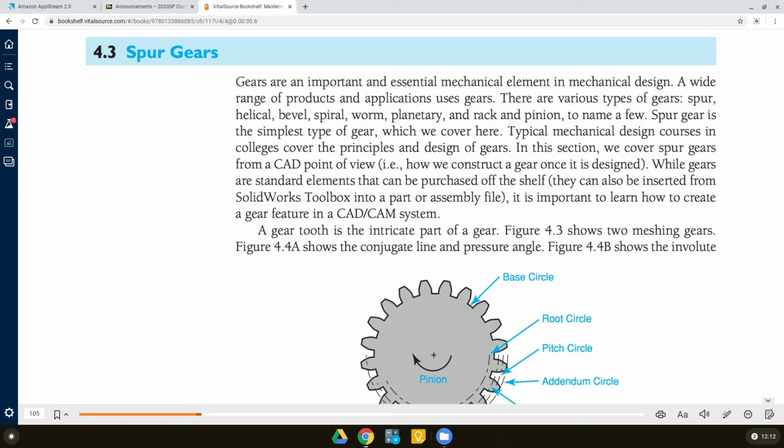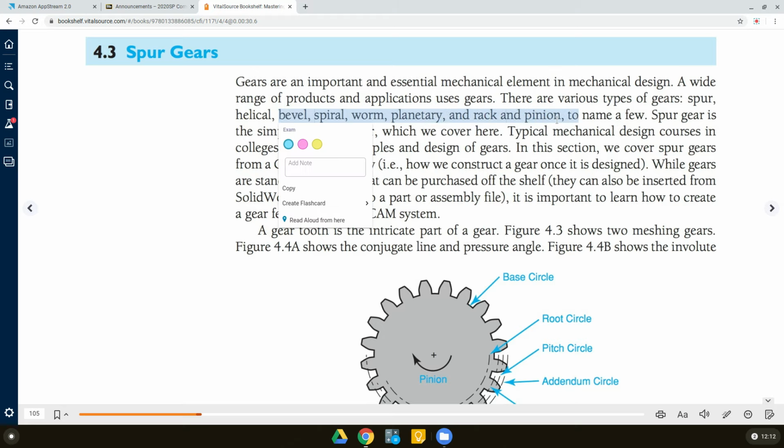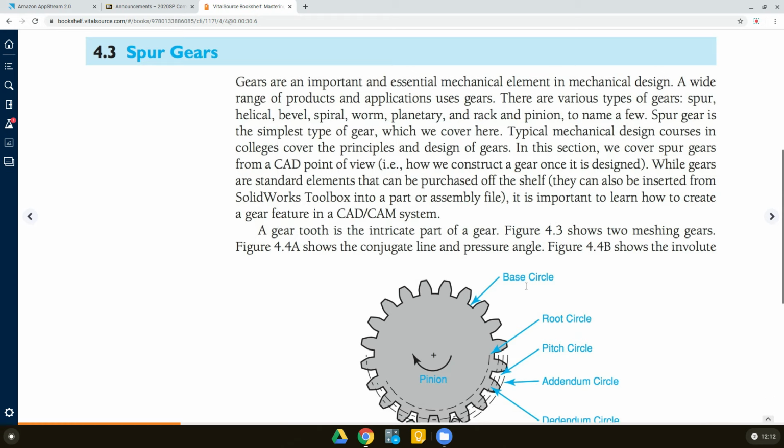There are, as you know, different types of gears such as spur gear, helical gear, bevel gear, spiral gear, worm gear, planetary, and rack and pinion. These are just a few of them, and each one of them has a special purpose. So it's important for us to just get a flavor of gear design. This course is not about gear design, but just to understand the mathematics behind gear design.